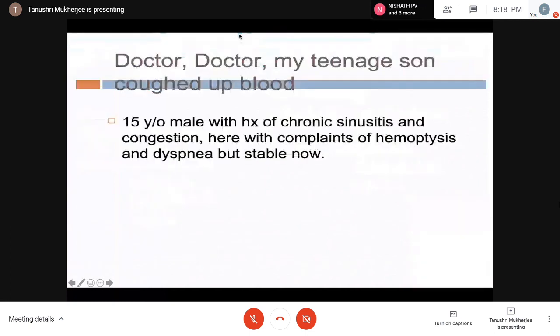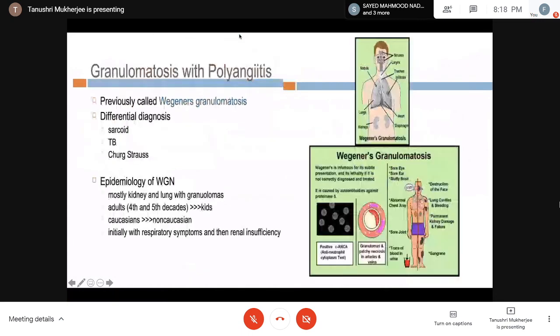This is a case of a 15-year-old male with chronic sinusitis and congestion. He coughed up blood, with hemoptysis and dyspnea. Young patient, granulomatosis with polyangiitis. Earlier it was called Wegener's. Differential diagnosis could be sarcoid, tuberculosis, or Churg-Strauss.